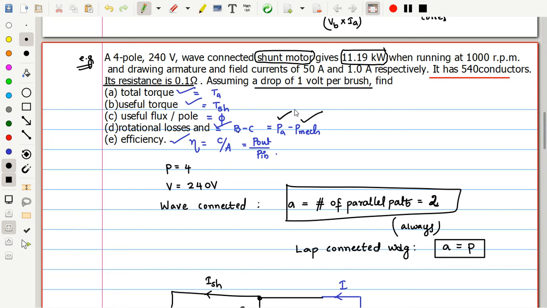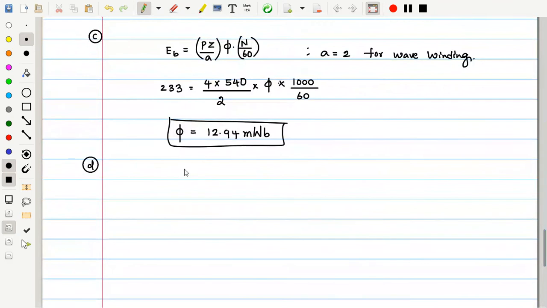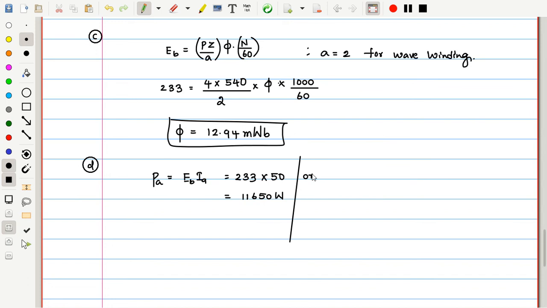What I need to find is the armature power. How can I get the armature power? So armature voltage into armature current. So how much is the armature power? Let us see. PA is equal to EB into IA. How much is the EB? 230 into IA is how much? 50. So how much we get? So 230 into 50 is, so you will get this as 11,650 watts.